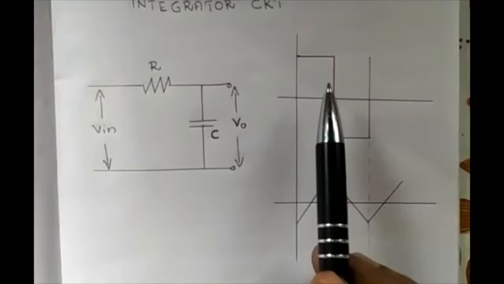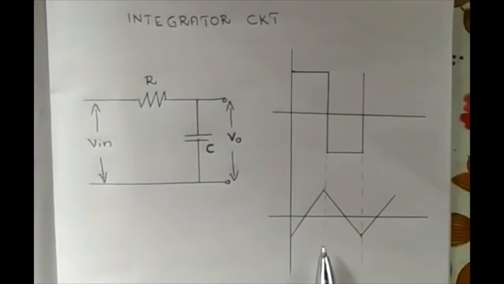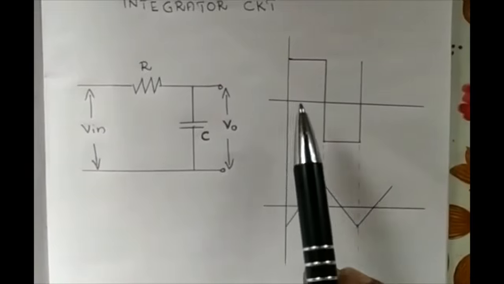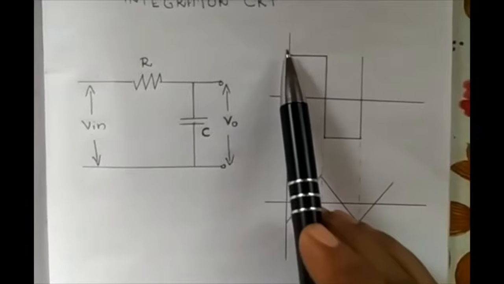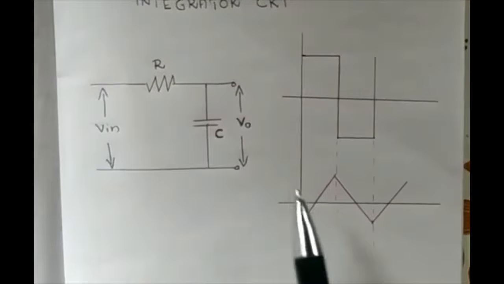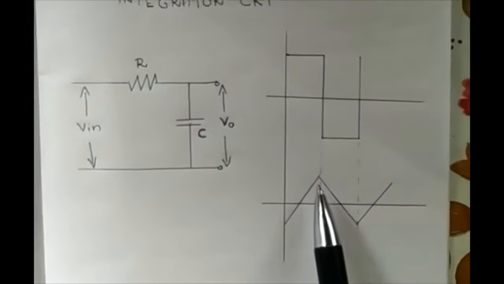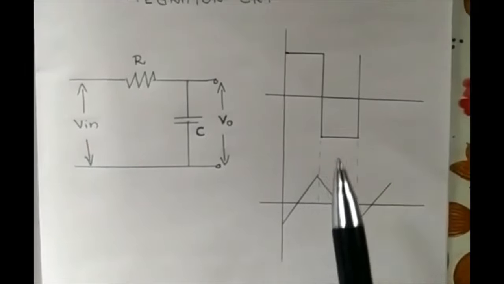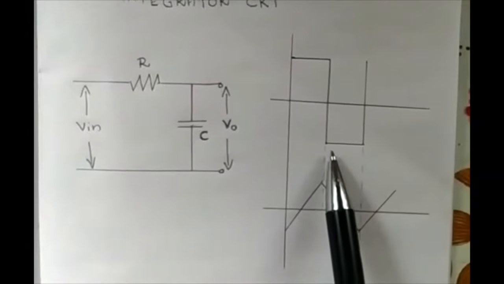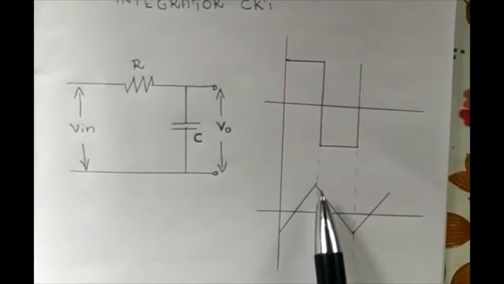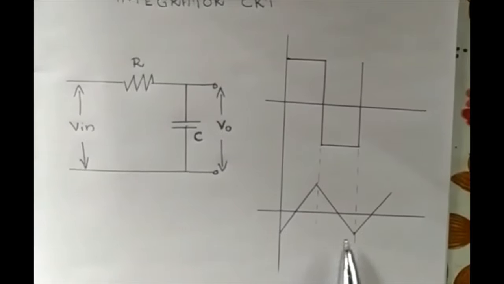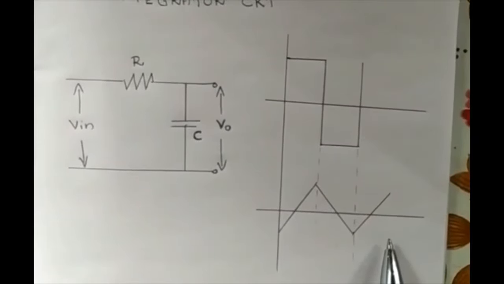When we give a square wave as input, we get a triangular waveform as output. How do we get a triangular waveform? When the input voltage goes from 0 to plus 5 volt, all the voltage comes across the resistor. Then the capacitor starts charging and reaches 5 volt. When the input voltage changes from plus 5 to minus 5 volt, the capacitor starts discharging and the waveform looks like this. Thus, a triangular waveform is generated.